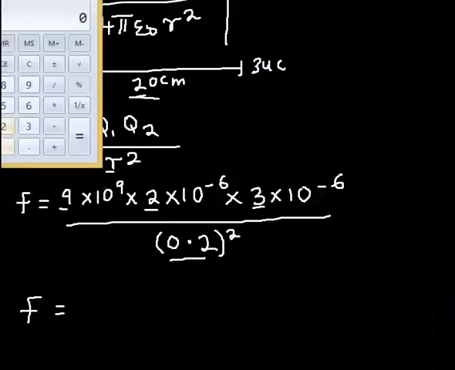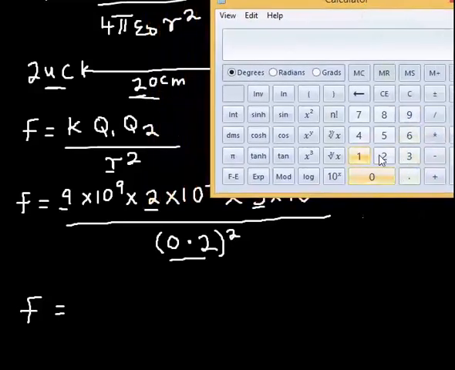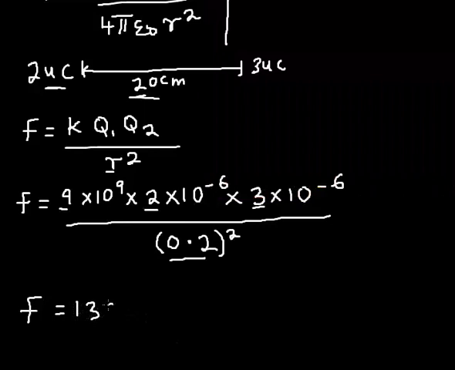All right, so here we go. 9 times 2 times 3. That's 54. Then, of course, I divide by 0.2 squared, which will give me 0.04. So I divide by 0.04. What do I have? I have 1350. Don't forget I have the powers of 10, right? So times 10 raised to the power.